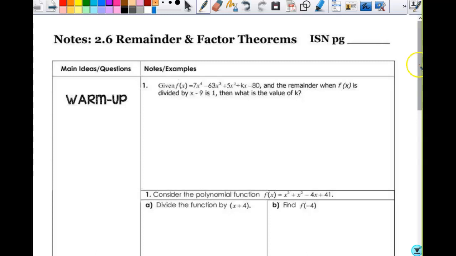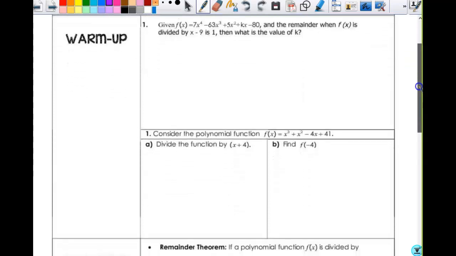So when we look at number 1, it says, given this polynomial and the remainder when f of x is divided by x minus 9 is 1, then what is the value of k? Okay, so we know how to divide, right? We could divide with long division or synthetic division. Could I use synthetic division to divide that? Yes, because it's x minus 9. So if I can, I think that's what I want to choose. So yes, if you notice there's a variable in that polynomial, but that's okay. We're going to treat it just like every other synthetic division one we had so far.